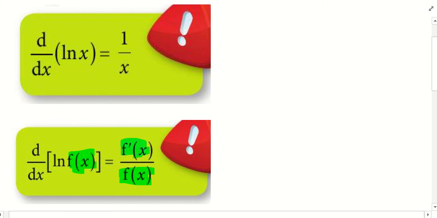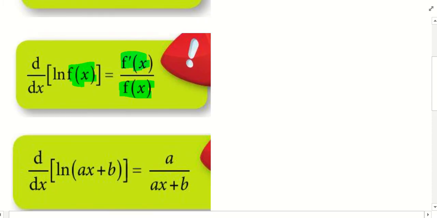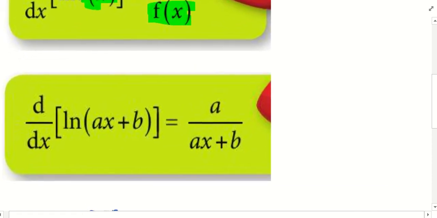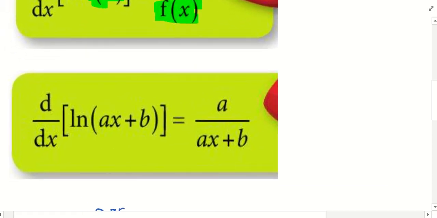We are done. Okay, don't believe? Look at the next one. What is the bracket term inside here? Is it ax plus b? Straight away put it at the denominator. After that, differentiate ax plus b, what do we get? A, right? There. You will see it at the numerator, and we are done.